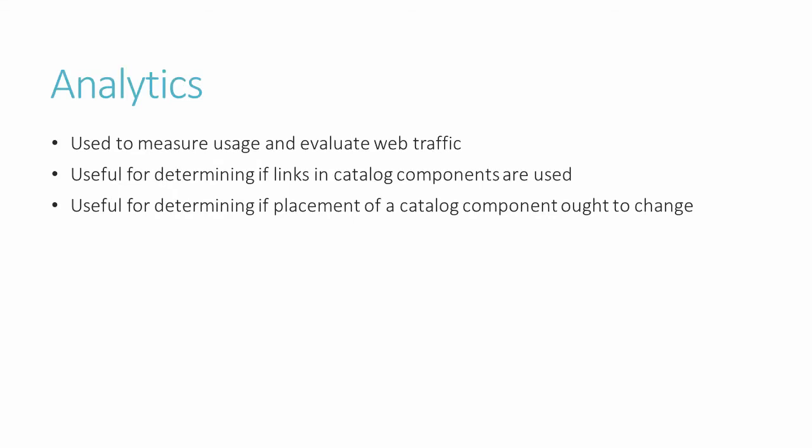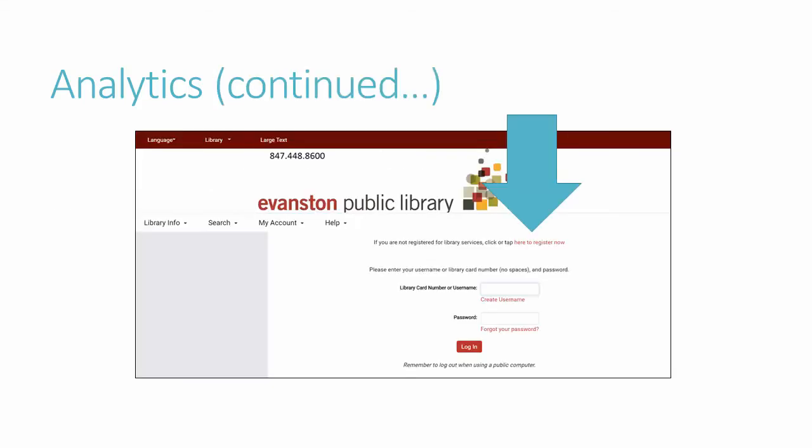The last method we'll take a look at are analytics. Analytics are used to measure usage and evaluate web traffic. Analytics can be useful for determining if links and catalog components are used. They're also useful for determining if placement of a catalog component ought to change.